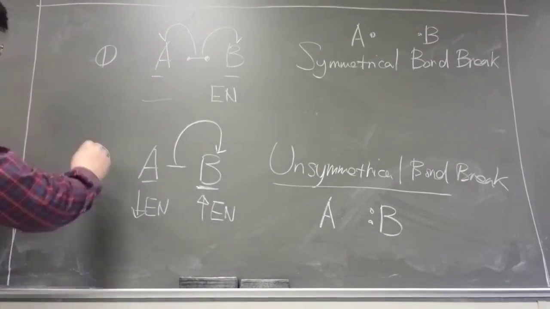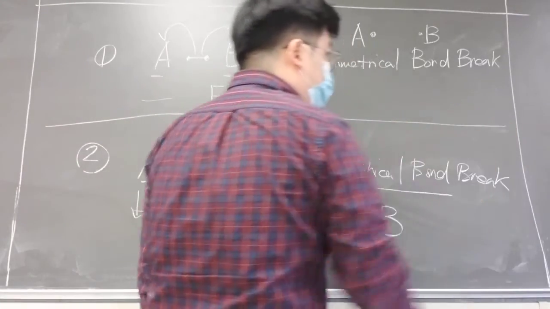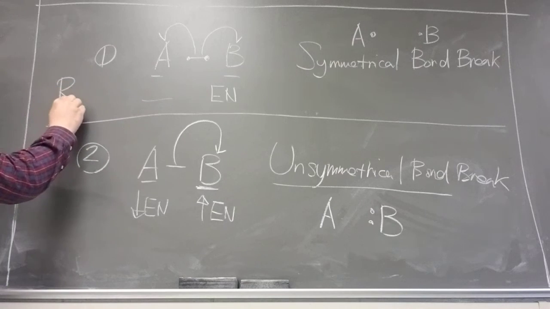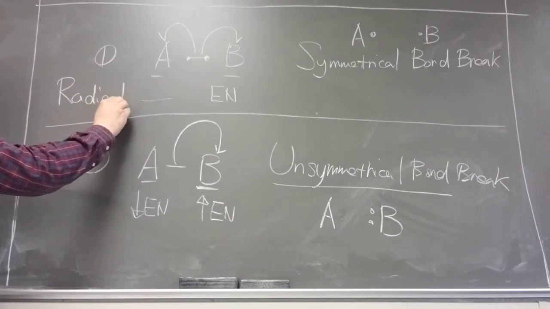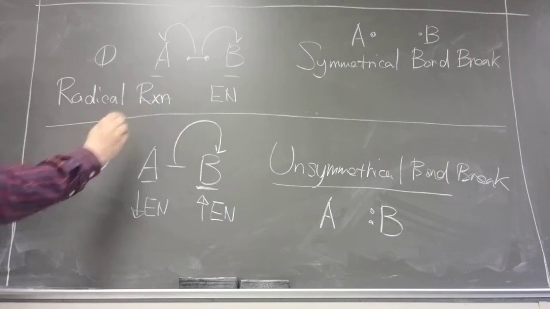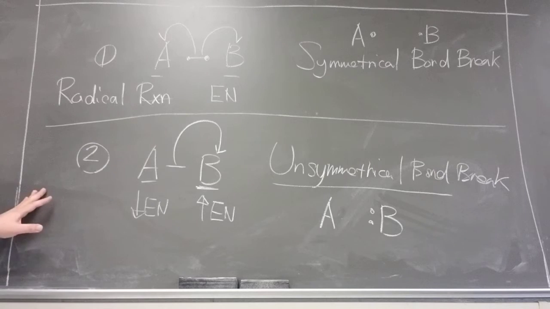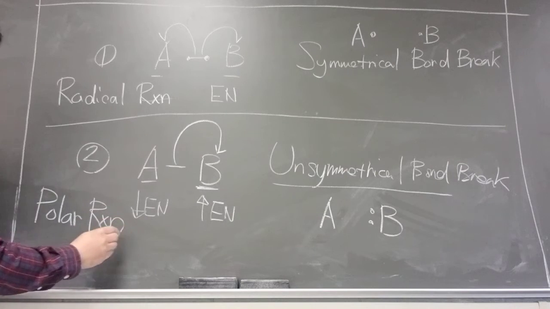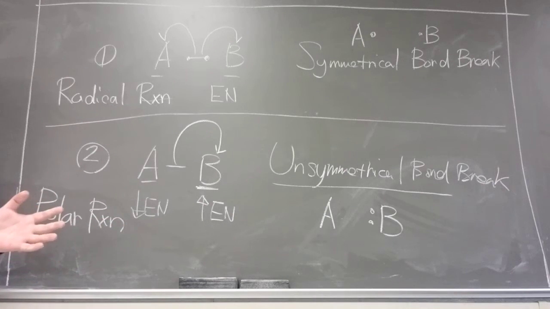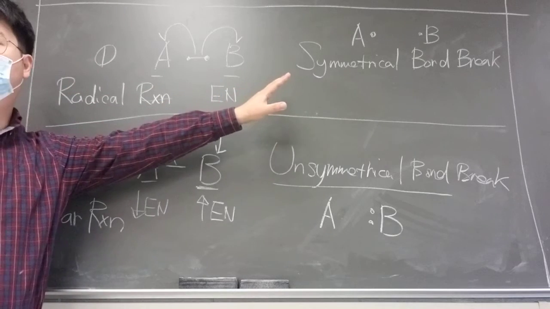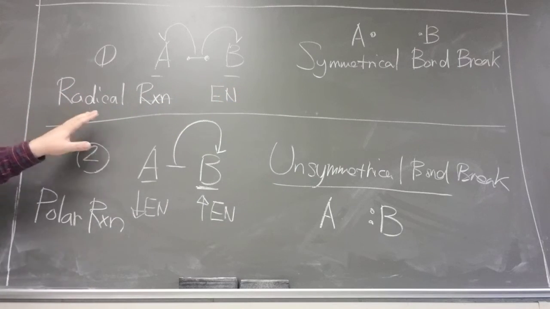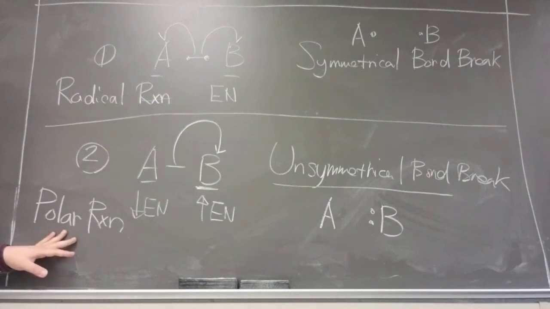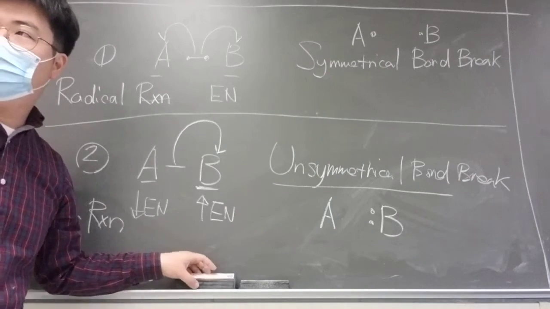Okay. So these are the main reactions that we categorize in chapter 6. The first one, we call radical reactions. Radical reactions. The second one, we call polar reactions. Okay? So I want you guys to remember this. The first one, symmetrical bond breaks, we call radical reactions. If it's not symmetrical, one gets all the electrons, we call this polar reactions. Okay? Makes sense, right? So far so good. So move on.